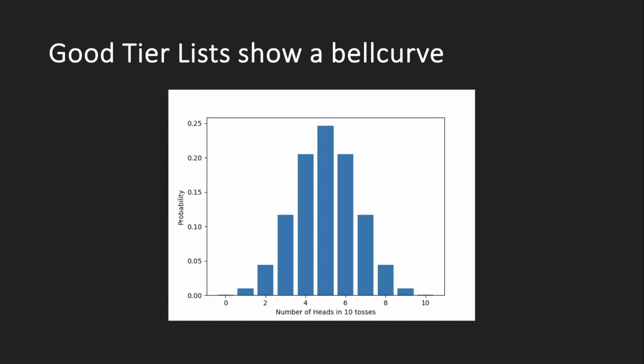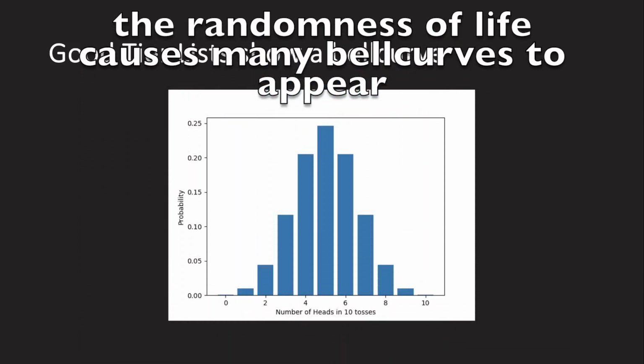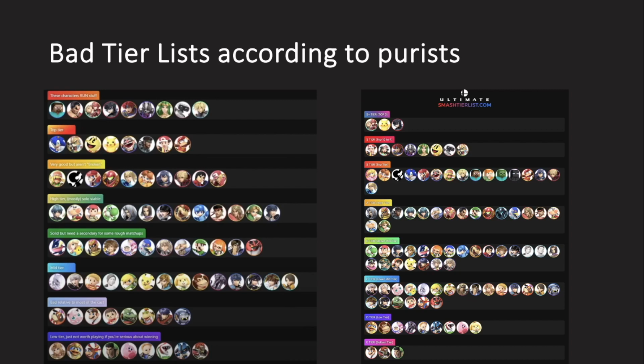And this should happen in a lot more cases where randomness is at play, which is, well, pretty much always. Let's compare this to characters in Smash Bros. We're seeing 2 not ideal tier lists over here, according to purists. To the left is an absolute fucking disaster. No bell curve at all. Mid tier is way down there. Top tier, as they call it, is in fact not at the top. Absolute fucking disgrace of a tier list.